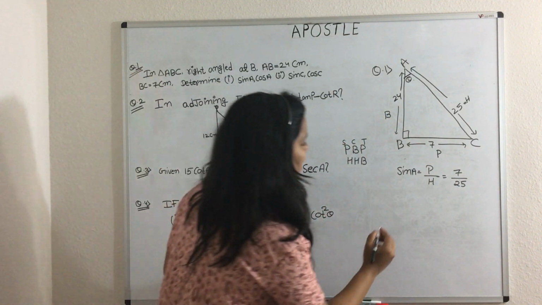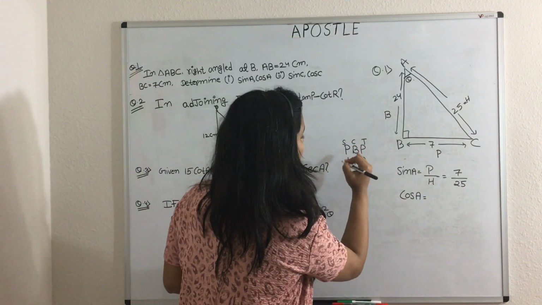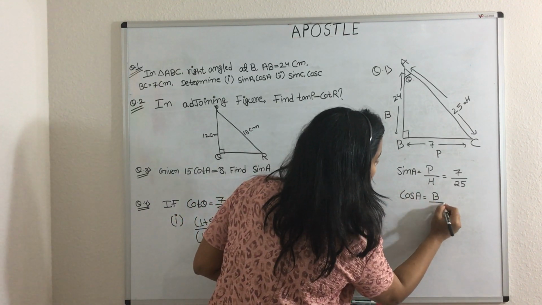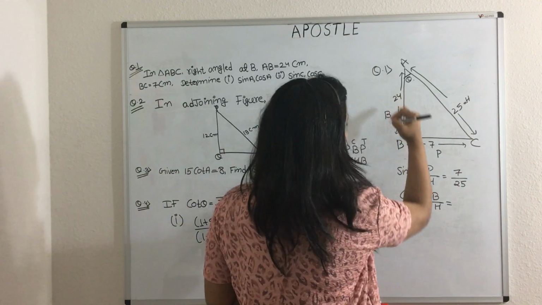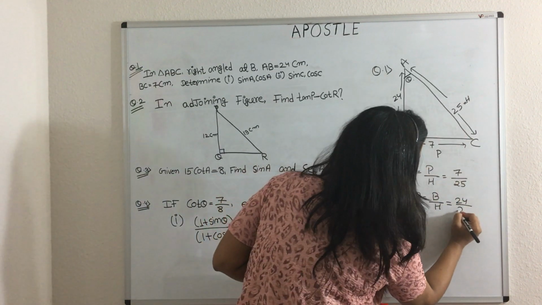Then what is cos A? Cos A is base upon hypotenuse. So what is base in this case? Base is 24 and hypotenuse is 25.